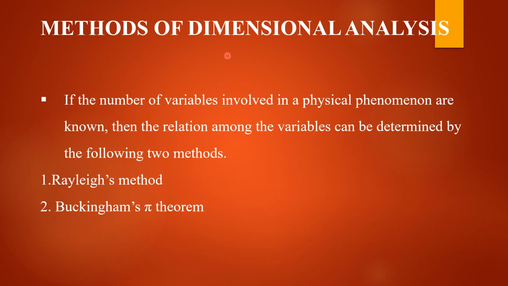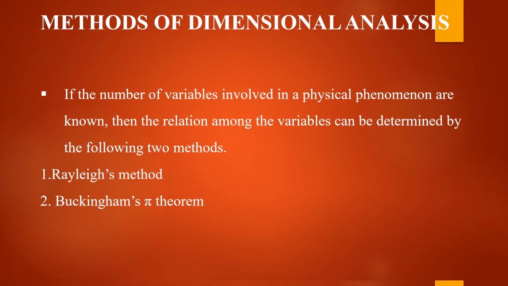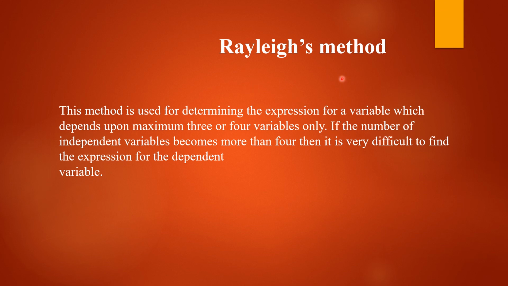Let's look at methods of dimensional analysis. If the number of variables involved in a physical phenomenon are known, then the relation among the variables can be determined by the following two methods. We have Rayleigh's method and Buckingham's pi theorem. Rayleigh's method.